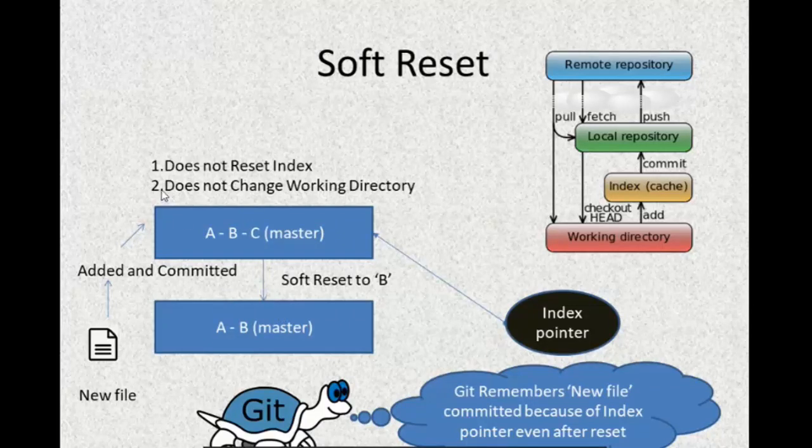And the next thing is that it does not change the working directory. That means if you have changed anything in the file, it will not be overridden by anything. It will remain the same. This is how soft reset works. Here the index pointer is not changed. It remains at the same location while your head location changed to this pointer.